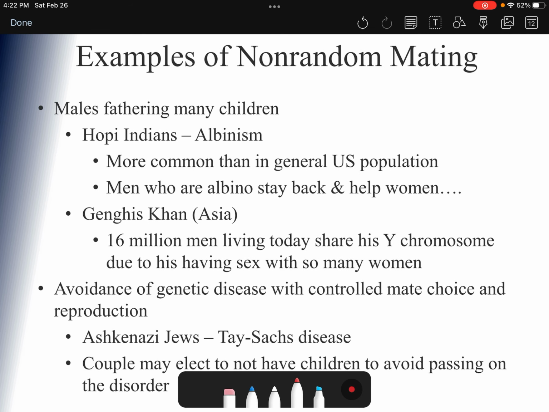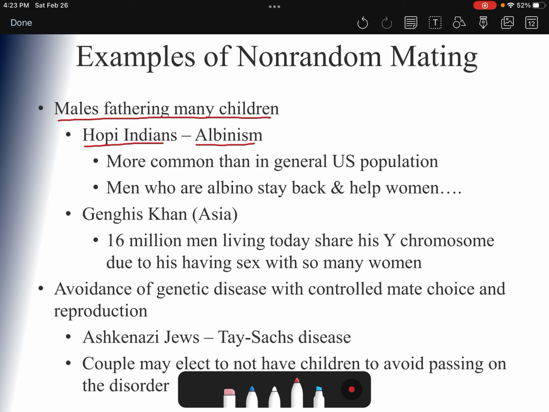Where have we seen examples of this? Well, when we have males that father many children, then they're passing on their alleles to their offspring. In the Hopi Indians found in southwestern United States, albinism is a lot more common than in the U.S. population. Well, why is that? Well, the men who have albinism did not go out with the hunt with the other Native Americans, because they would be out in the sun too much and their skin couldn't handle it. So where were they instead? They were back in the tents with the women, helping them with their work that they needed to do there. Well, I think a little bit more happened back in those tents with the men who stayed back, and they then passed on the allele for albinism, and that just over time became more common in that population of individuals.